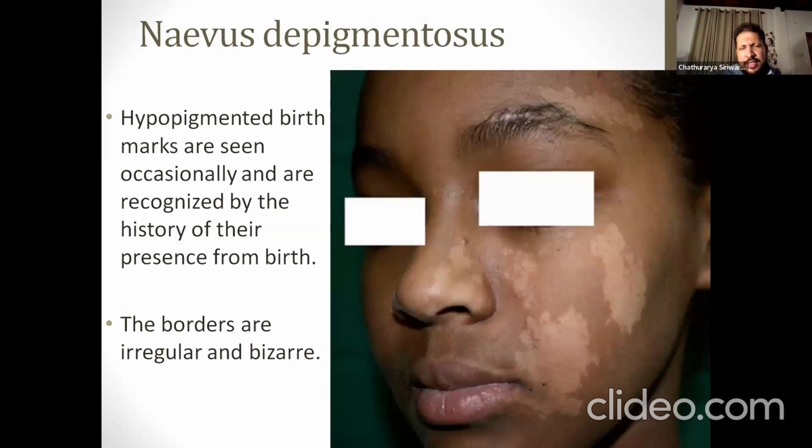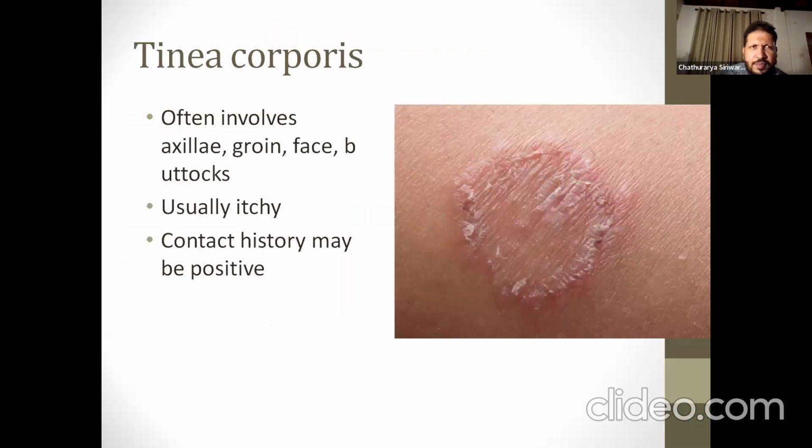Sometimes you might see certain birthmarks, which can be mistaken for leprosy. They have bizarre jagged edges. And if you ask the history, these are often from birth, unlike leprosy.